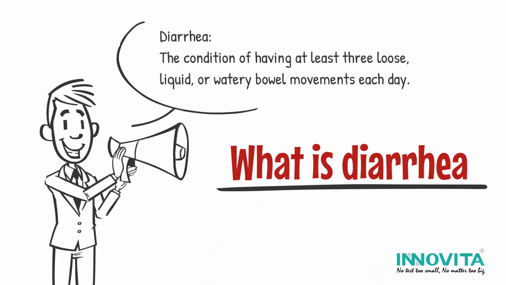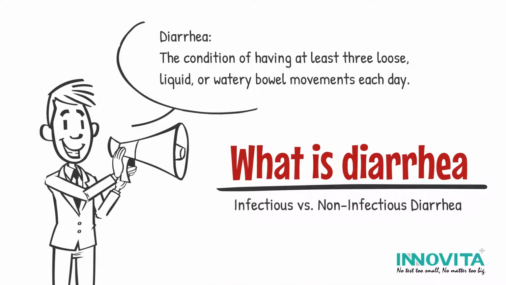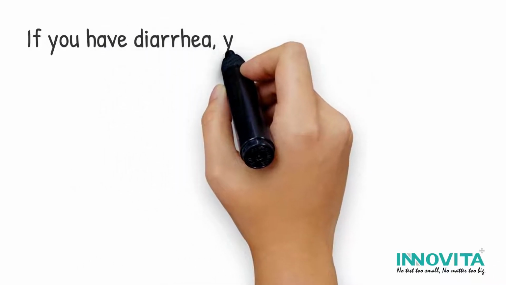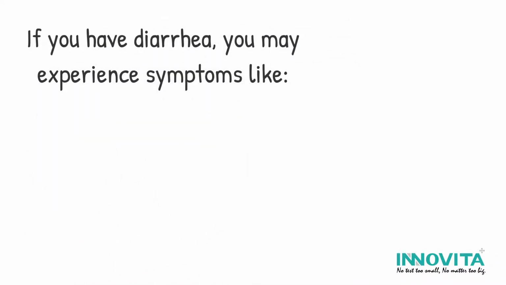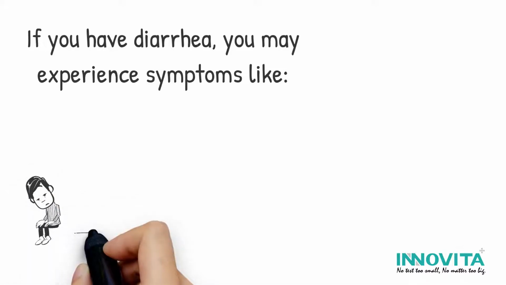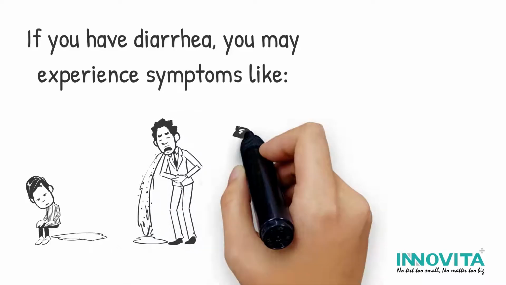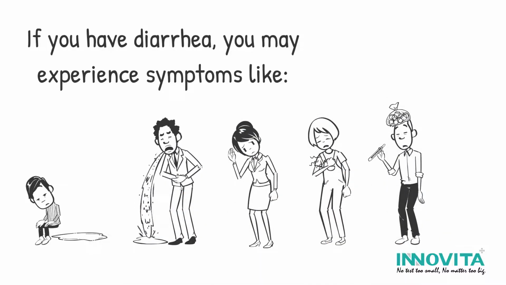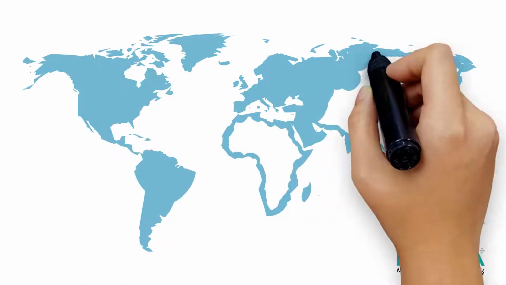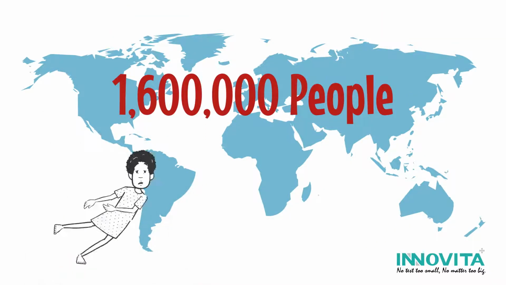Diarrhea is also divided into infectious diarrhea and non-infectious diarrhea. When you have diarrhea, you may experience all of these symptoms, or only a few. The main symptom of diarrhea is loose or watery stool that leads to dehydration, vomiting, severe pain, fever, and so on. Actually, every year, almost 1.6 million people die from diarrheal diseases globally.